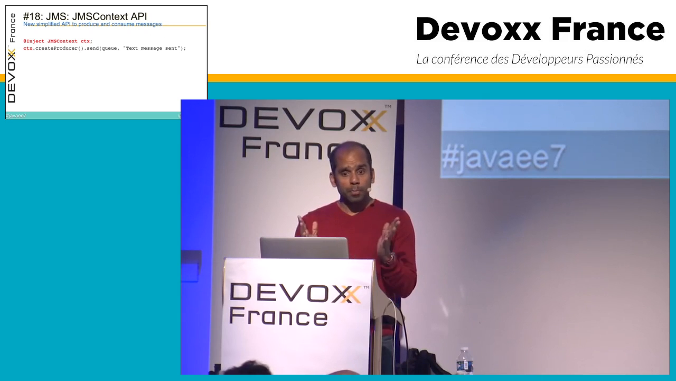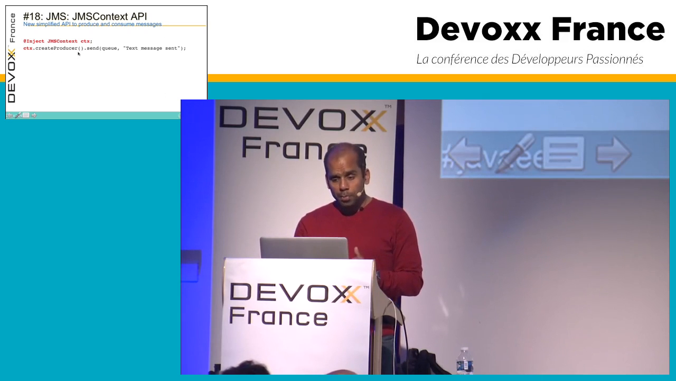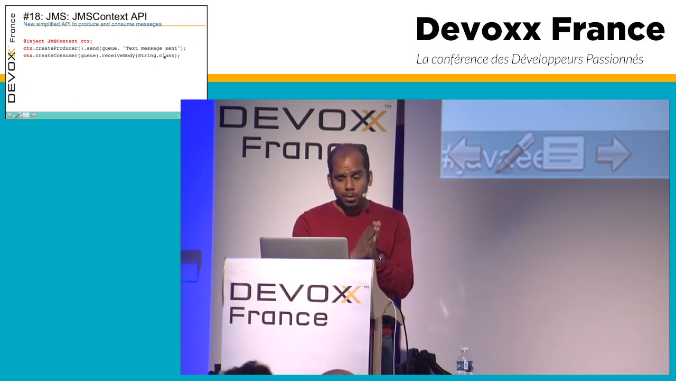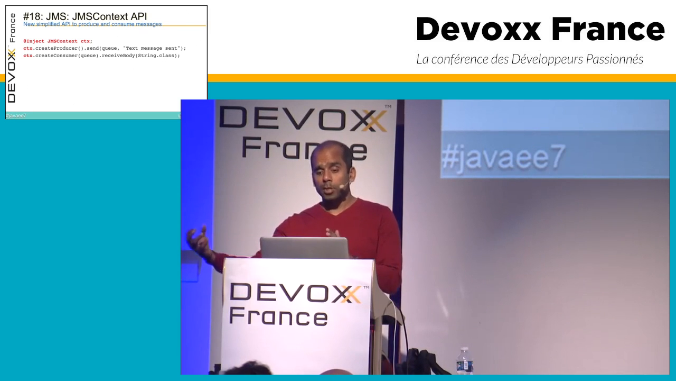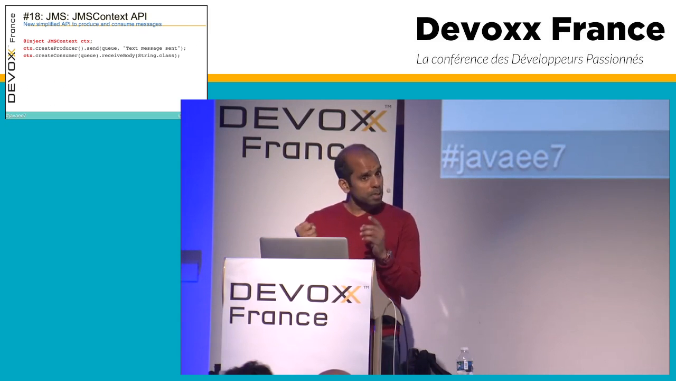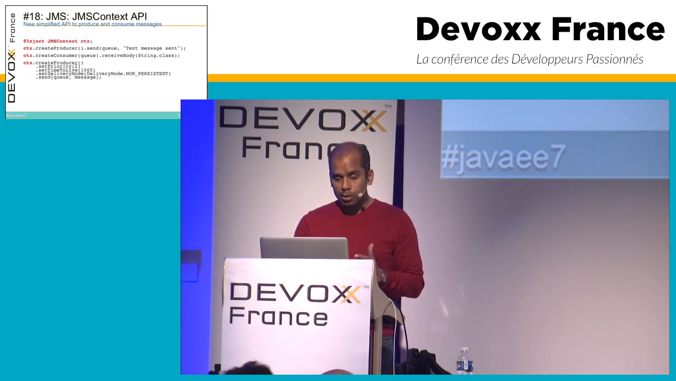If I want to create a producer, all I say is create producer, send the message, this is my destination, and this is the payload. That's it. If I want to receive a message, same thing: create consumer, specify the destination, and receive the body. And you specify the type of the body, in this case String.class.